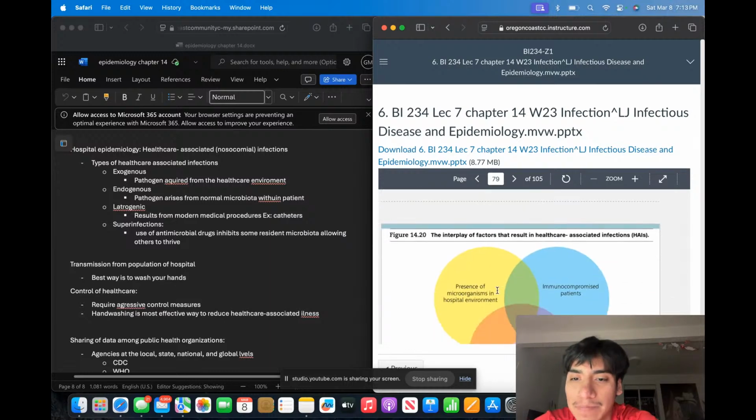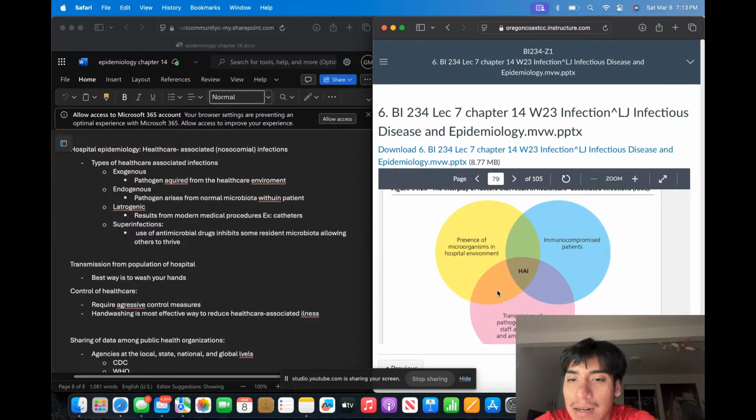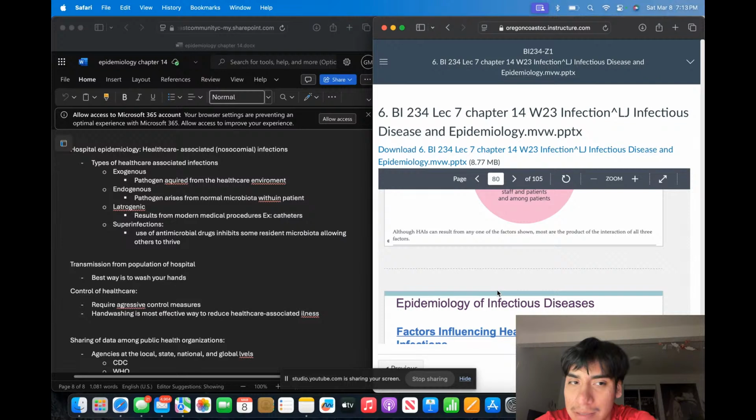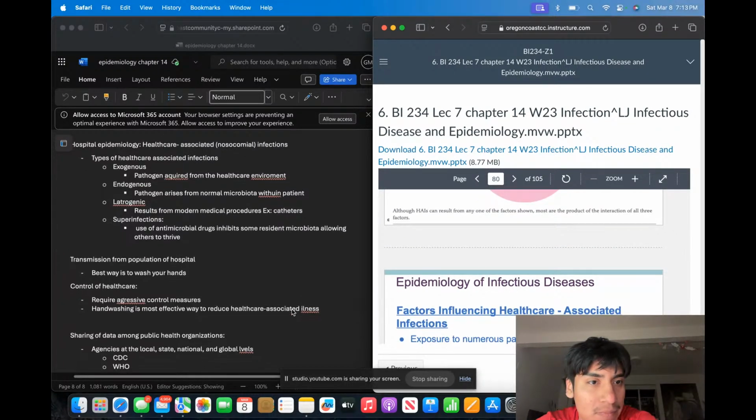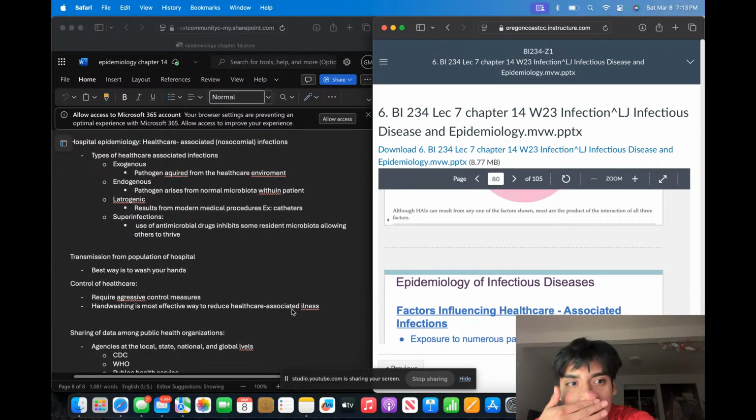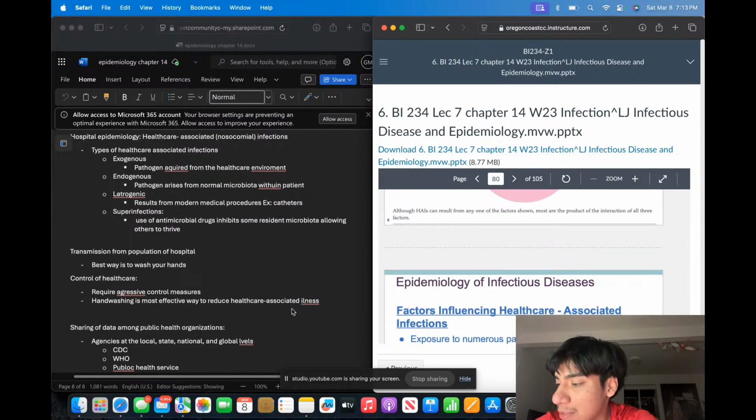The ones that don't care about the drugs. So exogenous, pathogen acquired from healthcare environment. Endogenous, outside, inside. Iatrogenic is just the one that's about catheters and stuff.